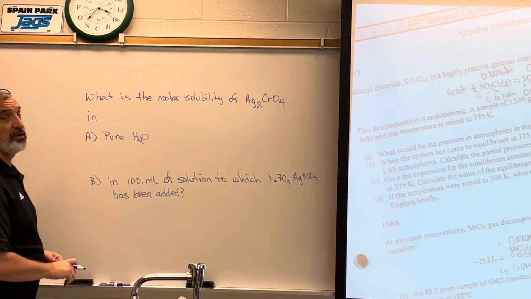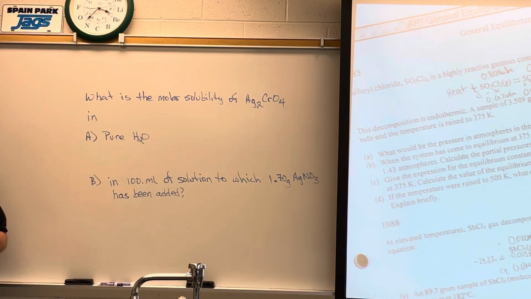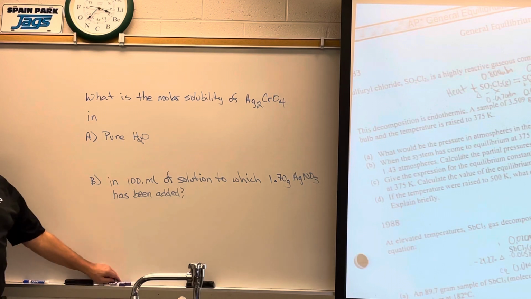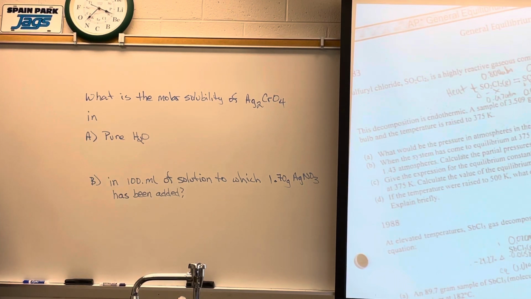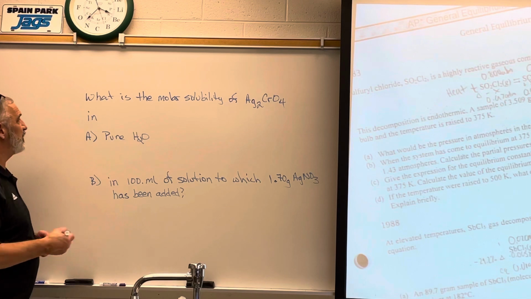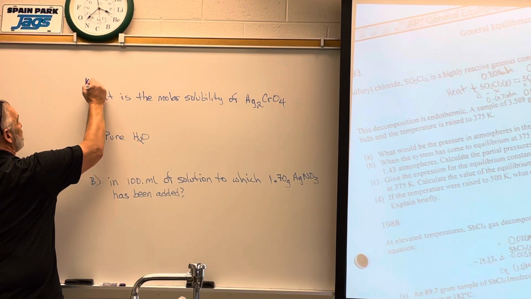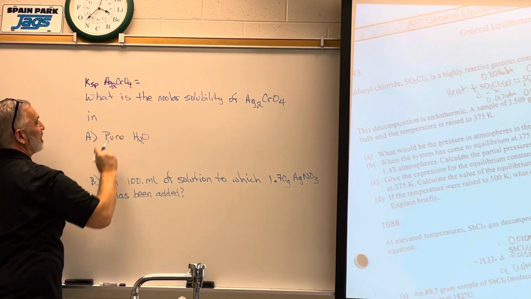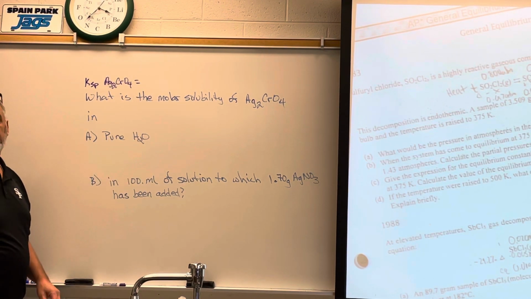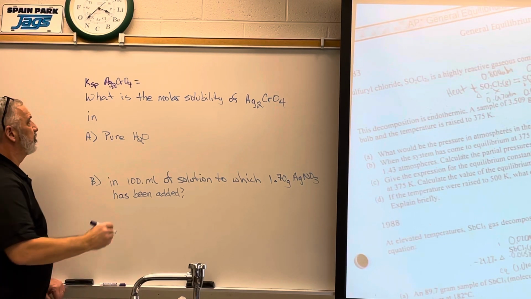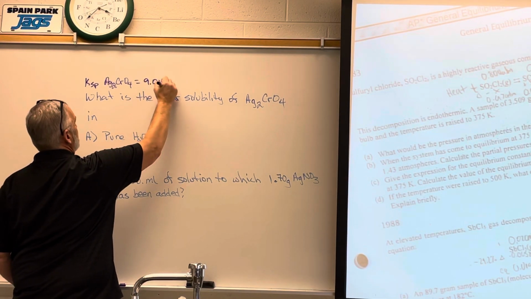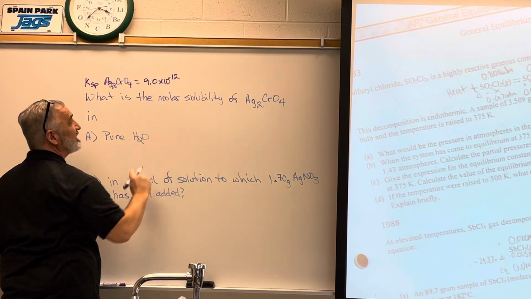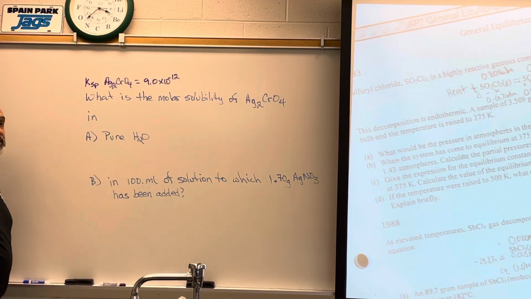Okay, now, you probably will not have time to work this one out, so let's just do it together. If I have silver chromate, the first thing I have to know is the Ksp, and that's going to be given. Somebody look up the Ksp of Ag2CrO4 for me. 9 times 10 to the minus 12. Okay, so that's given.